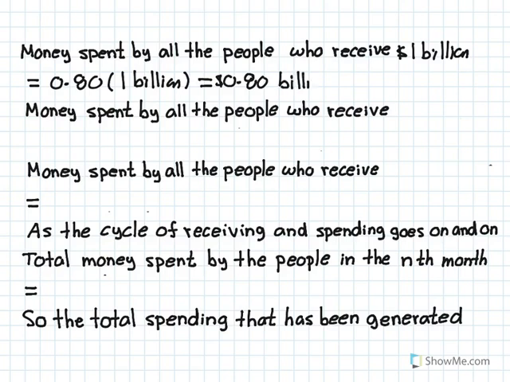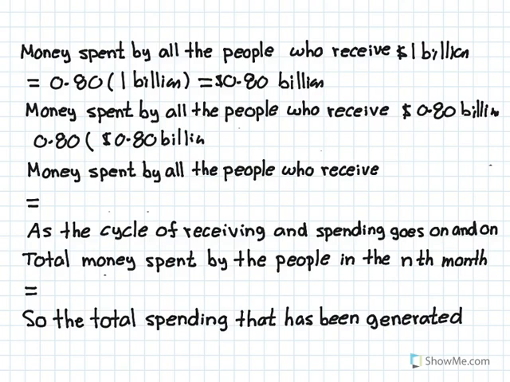All right, the money spent by all the people who receive this $0.80 billion will be 80% of this amount. So it's going to be 0.80 multiplied by 0.80 billion, and that's equal to 0.80 all squared times 1, and that's equal to $0.64 billion.